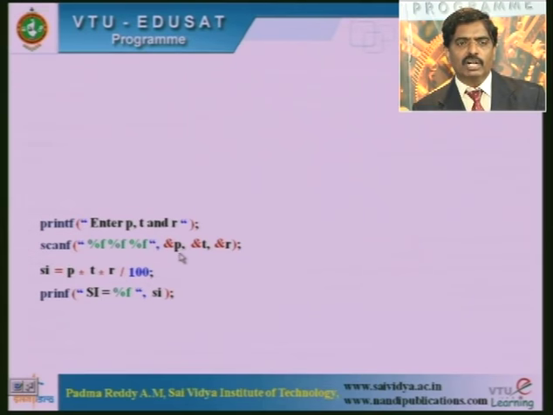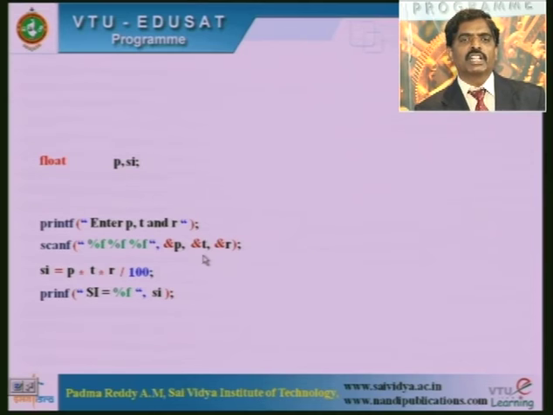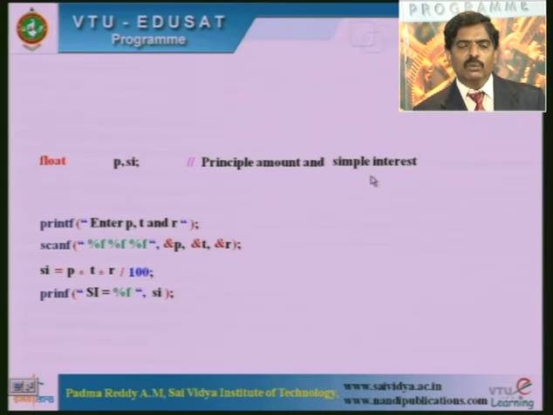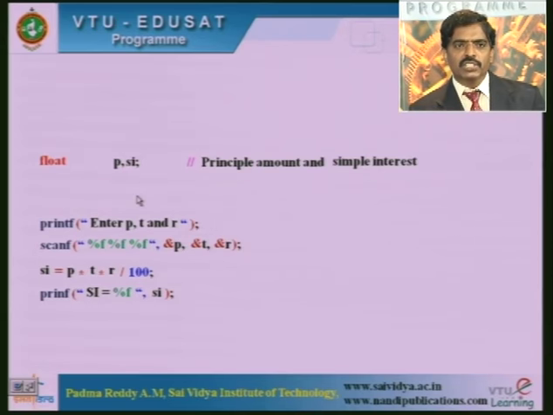P stands for amount, P is principal amount, SI is simple interest, it is also amount only. So here I say P and SI are of type what? Float. What about T? T is time. Time may be 1.5 years and so on. What is that 1.5? Float. So here I declare, what about P? P, principal amount and simple interest are what? Amounts. Next, what is T? T is of type float.